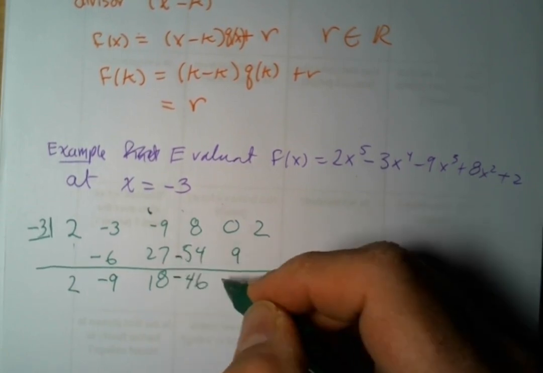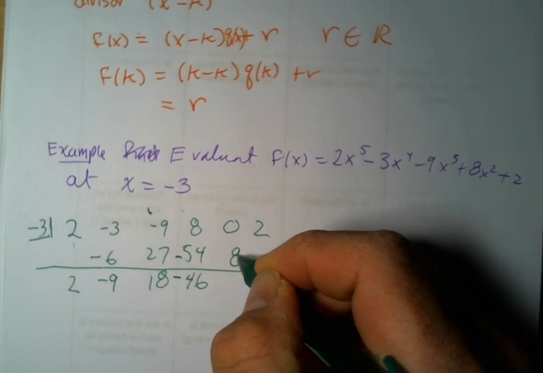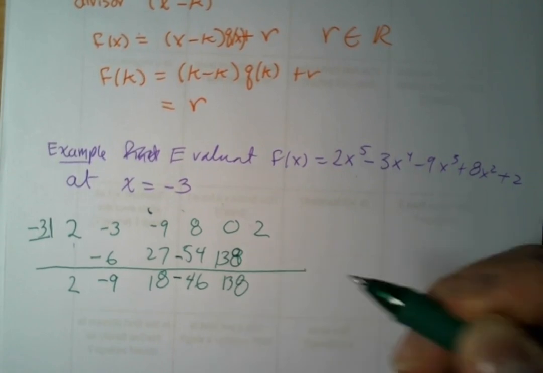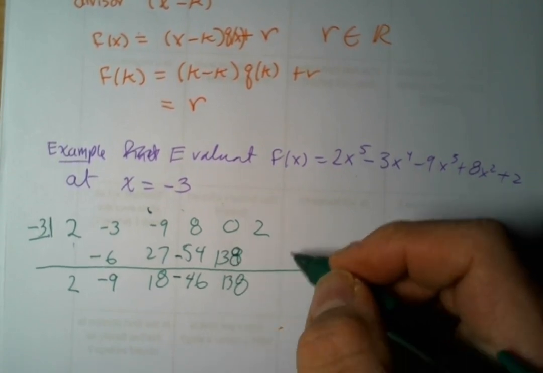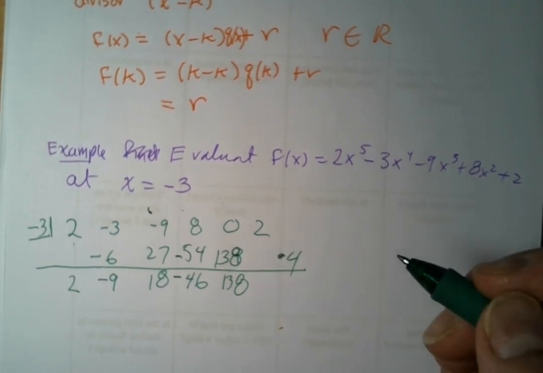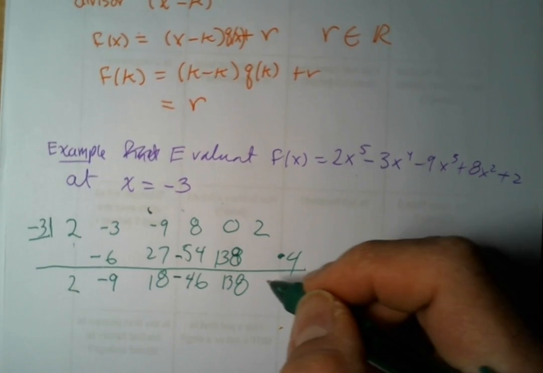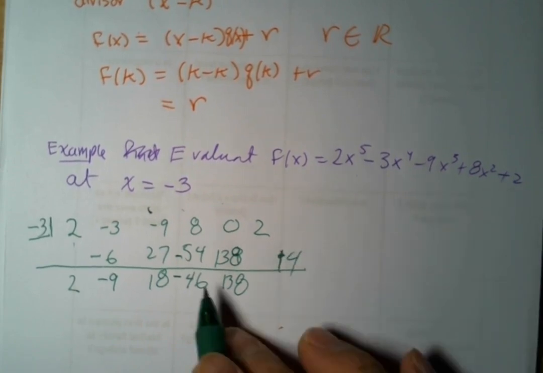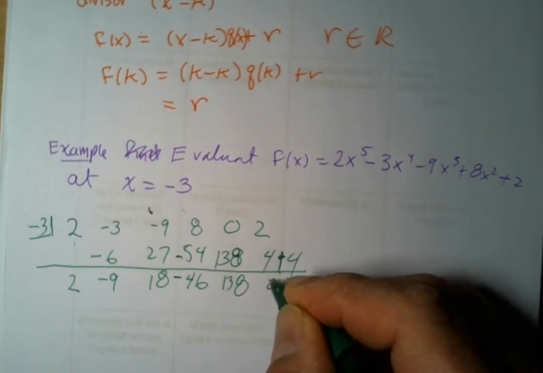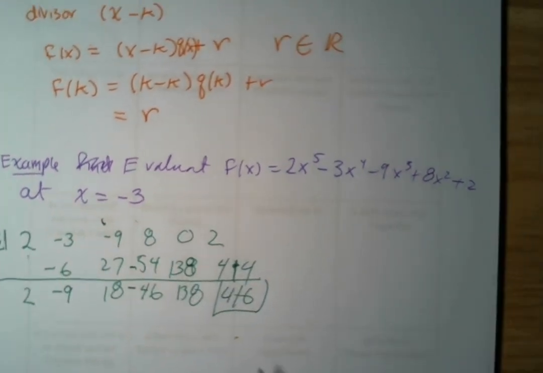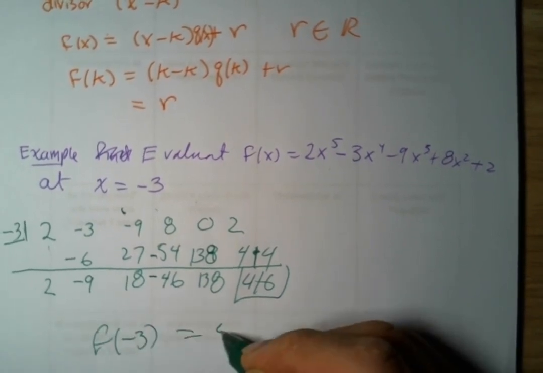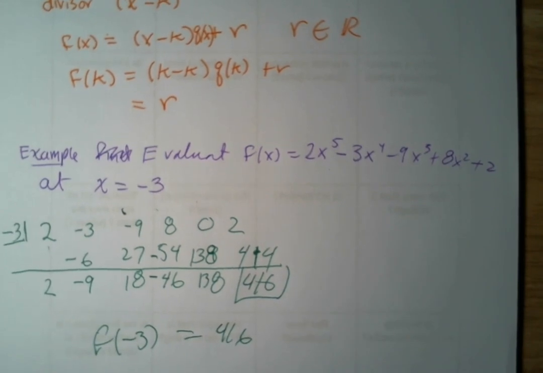Continuing the synthetic division, we get 18, 12, 13, 0, 38 times negative 3, and here we get negative 11, and then 460. So that is our remainder, but that is also f of negative 3, the evaluation at that point.